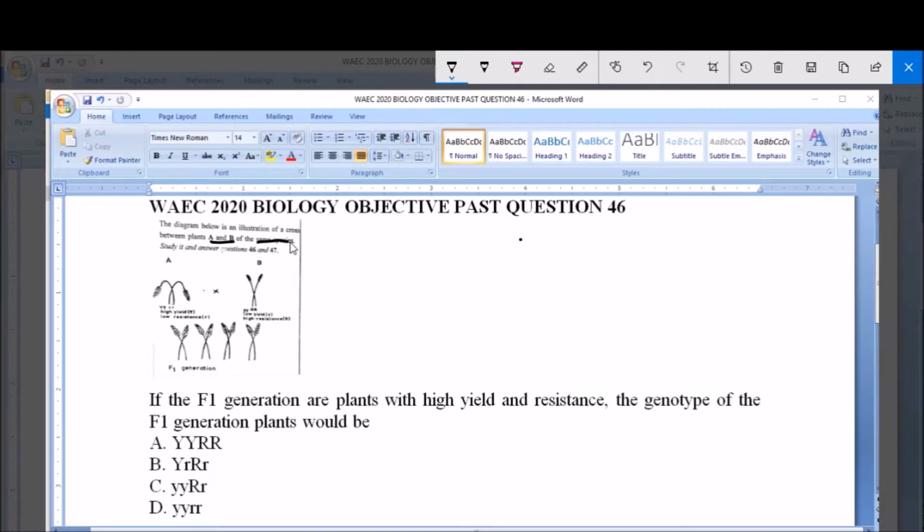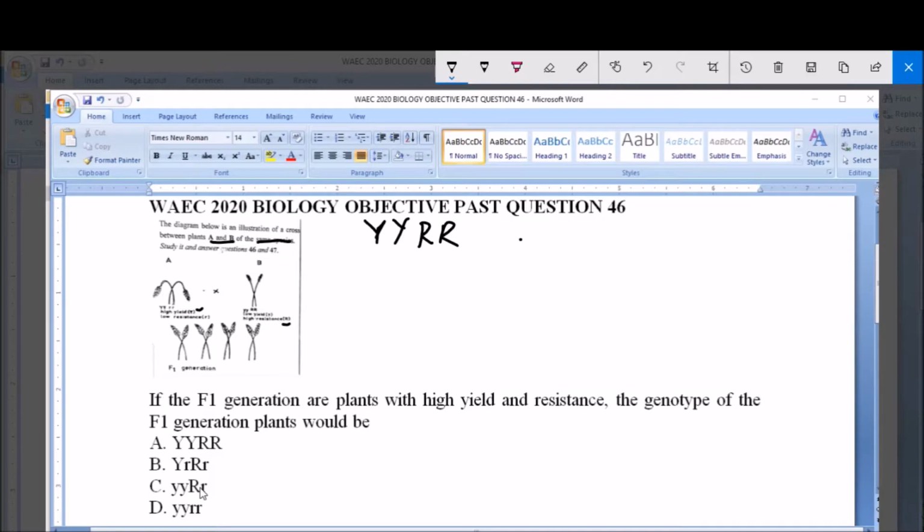Now, the question is, if the F1 generation are plants with high yield and resistance, the genotype of the F1 generation plants will be A. So you have this. The capital Y represents high yield and the capital R represents high resistance. So A, you have homozygous high yield and homozygous high resistance. B, you have heterozygous high yield, heterozygous high resistance.